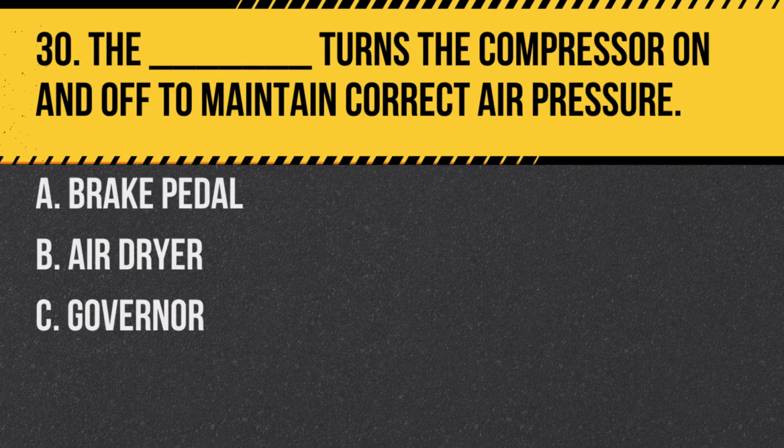Question 30. The blank turns the compressor on and off to maintain correct air pressure. A. Brake pedal. B. Air dryer. C. Governor. Answer: C. Governor. The governor ensures the air pressure remains within the correct range by controlling the compressor.